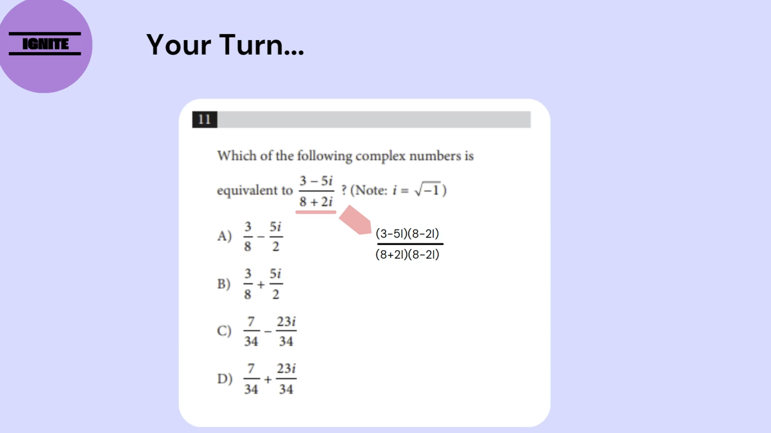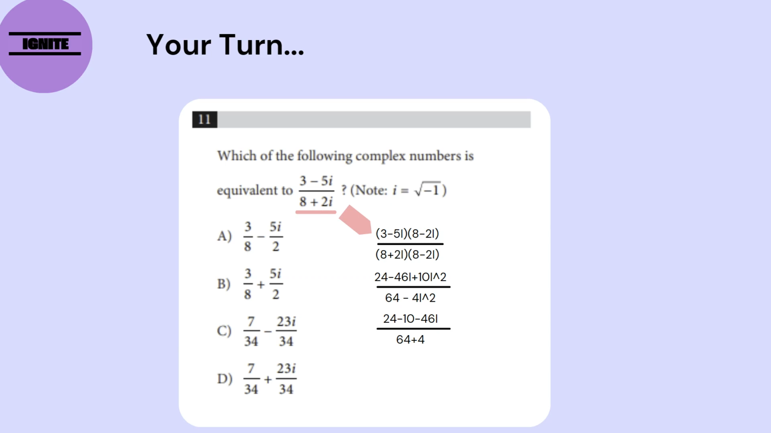Now, whatever we do to the bottom, we have to do to the top. So let's follow through with this expression. We then get 24 minus 46i plus 10i squared on top and 64 minus 4i squared on the bottom. So the next thing we're going to do is simplify this i squared. i squared can be rewritten as what? Yes, negative 1.